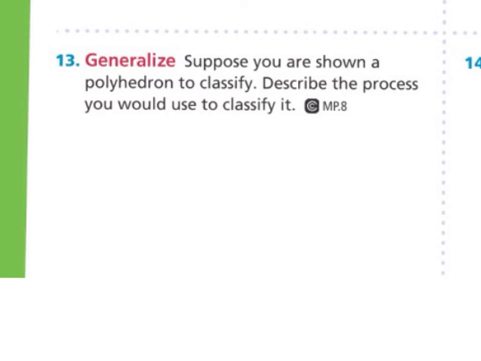Number 13, suppose you are shown a polyhedron to classify. Describe the process you would use to classify it. Basically, the first step would be finding the number of bases, seeing if it comes to a point, which would be a pyramid, or if you have 2 parallel bases, which would be a prism, and then looking at the shape of the base to determine what kind of pyramid or prism it is.